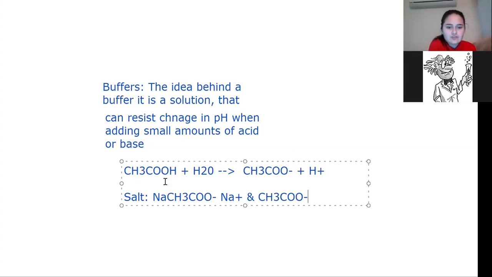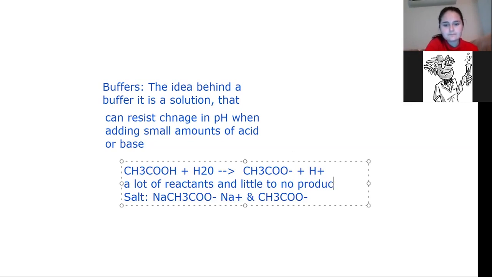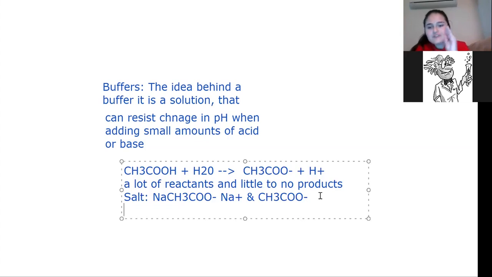Okay, yeah. I'm going to just write here: a lot of reactants and little to no products. Make sense? So what happens is when you add that small amount of salt, the idea is that it can be any salt. The only rule about it is that your anion, the CH3COO minus, has to be the exact same as in the product. Can you see that these are the same? Perfect.